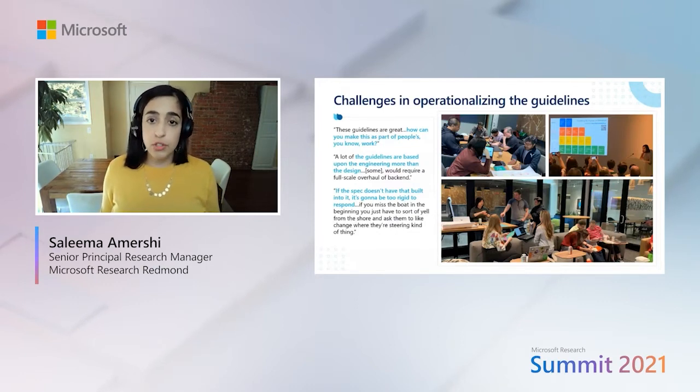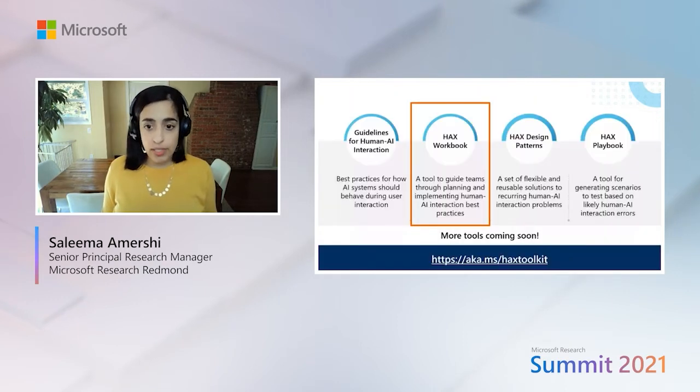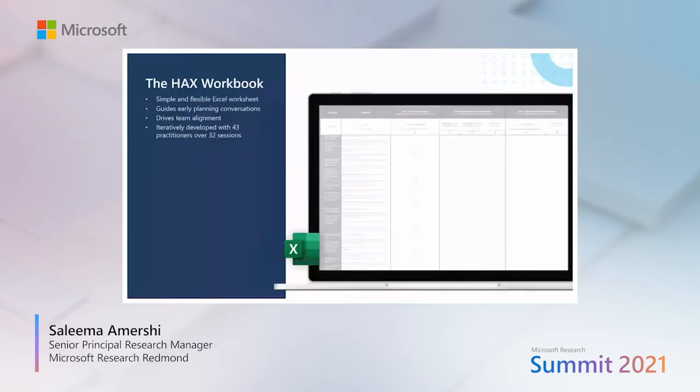So these and some of the other challenges that we learned about during our engagements inspired several of the other tools in the toolkit. So for example, the HAX workbook is what you see here. It's a simple and flexible Excel worksheet to help guide early planning conversations around the guidelines. So the workbook is really intended to be used when you have an idea for a new user-facing AI-based feature and you're starting to define your requirements, or if you have an existing user-facing AI feature or prototype that you want to evolve or improve.